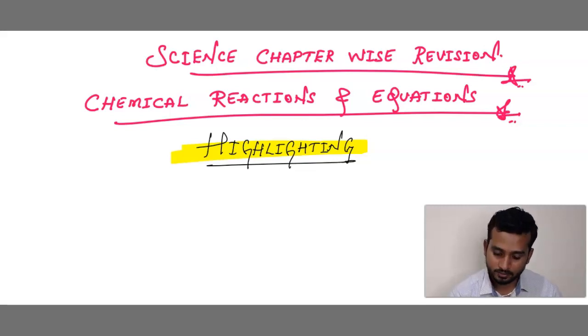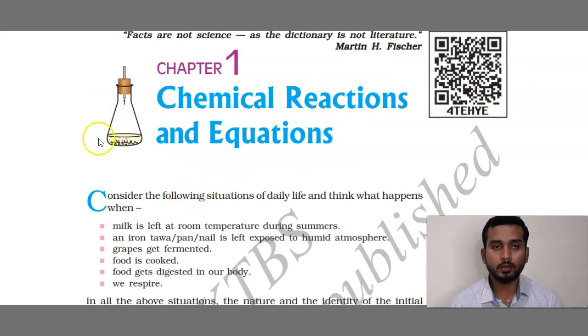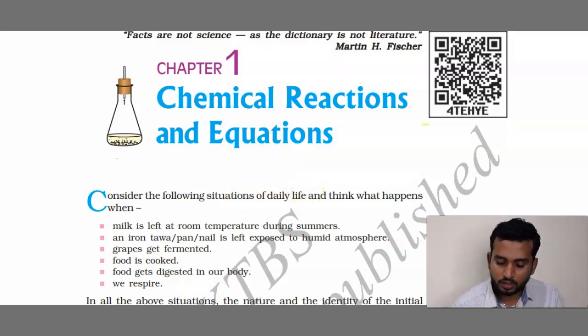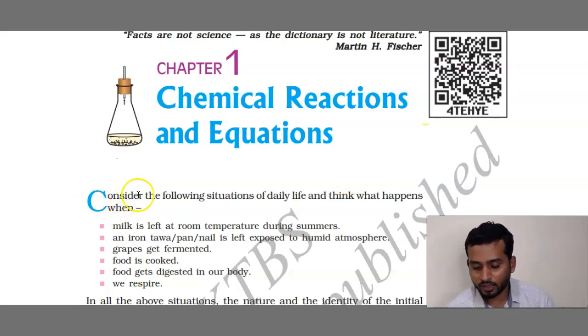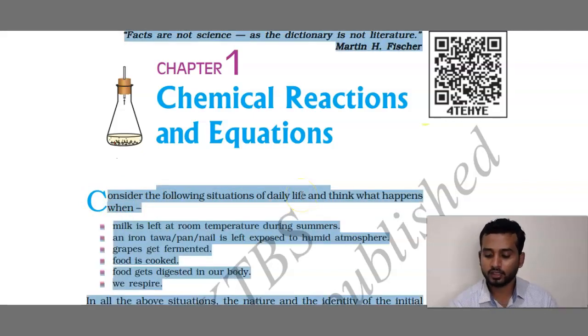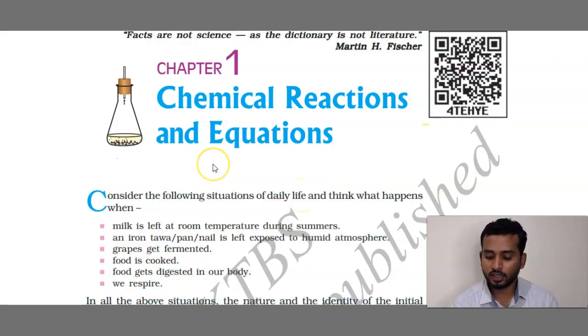Let's begin. This is our first chapter, chemical reactions and equations. Dear students, I just want to tell you that when we solve any chapter or refer to any chapter, usually we start from the first line, right? We start reading this: consider the following situations of daily life, correct? We start reading this sentence, but that is wrong.